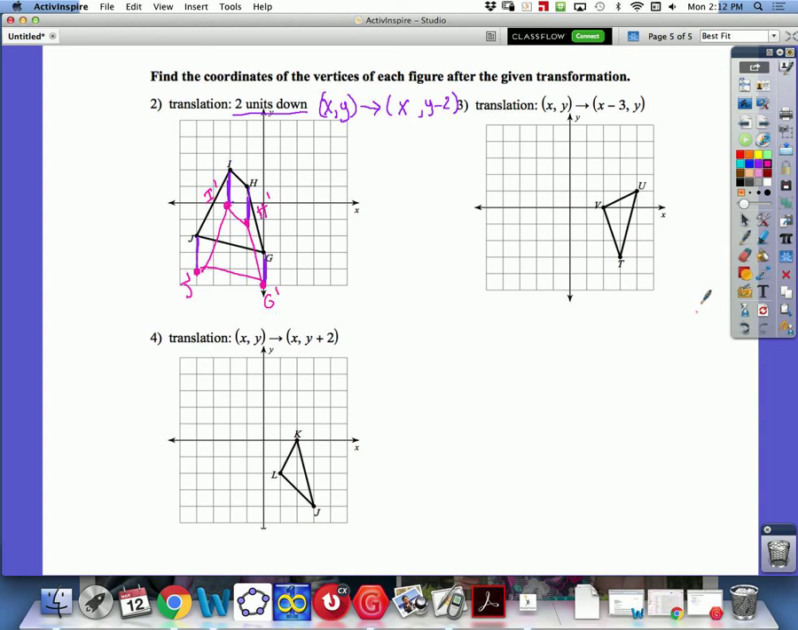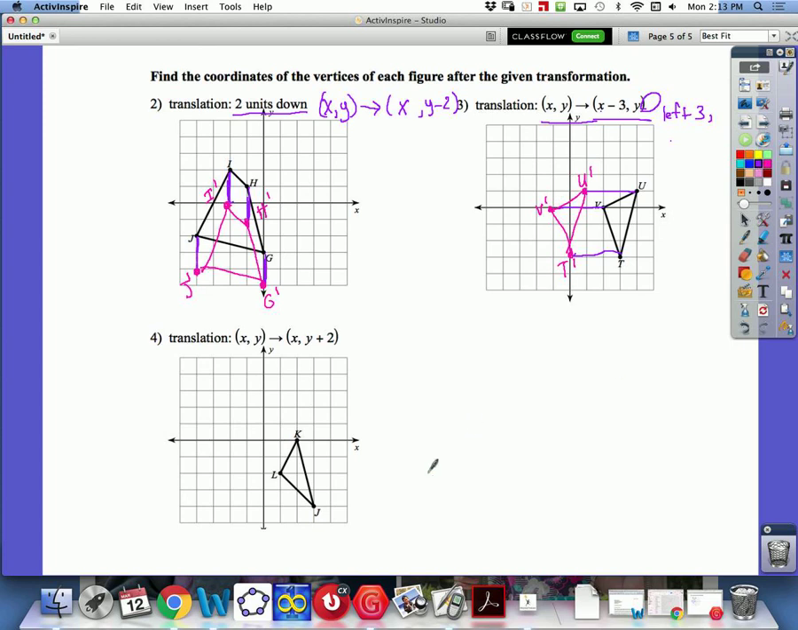Over here, we have a rule. It's an arrow notation. And if I look, it says x minus 3. So that minus means it's going to move left 3. And then the y, it doesn't have any plus or minus. So that means the y stays the same. So all it's going to do is move left 3. There's no up or down. So this one's much easier. So we just go left 3. 1, 2, 3. Put in my new dots. And our new name, U dash, T dash, V dash, and we have translated it.